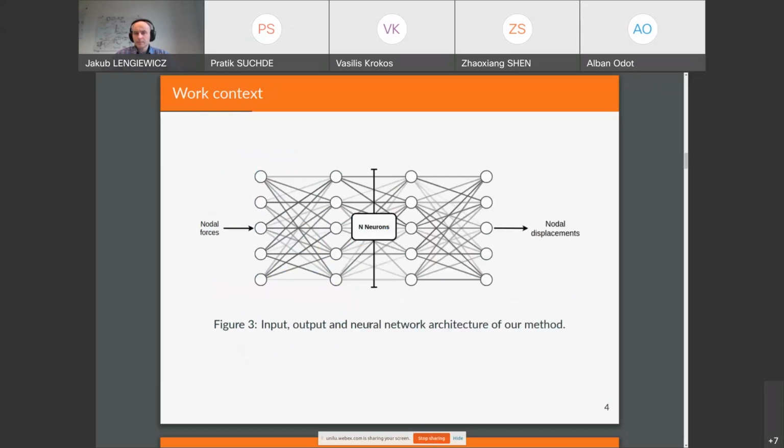So as mentioned before, we will have as inputs the nodal forces on the surface, I mean, on the whole mesh, but we will only apply forces on the surface of a mesh because you usually interact with objects with the surface and not with the direct volume. We will pass it through a fully connected network that is the simplest possible architecture, with n neuron-wide layers. And the output will be the nodal displacement.